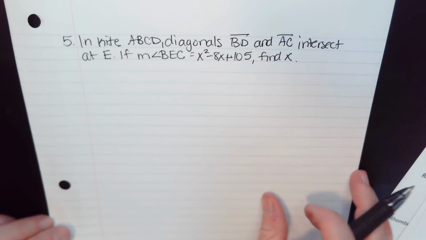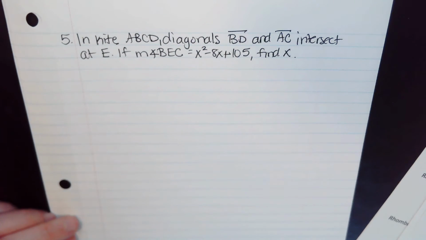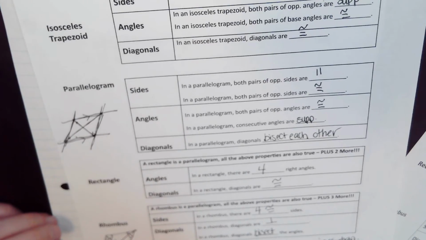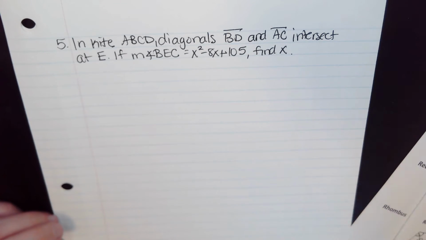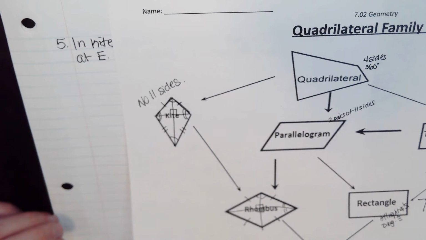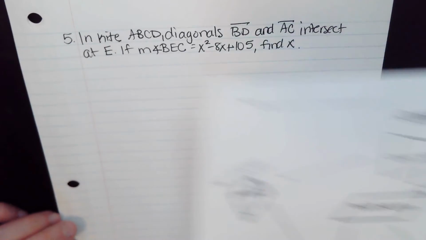So pause the video here. I'd like you to draw a picture, label your picture, and then solve it. And if you need to, go back to your property sheet that we did to figure out what to do for this. Or actually, that one doesn't talk about the kite. We talked about the kite here. We labeled some stuff. So if you want to look at that, it might be helpful.